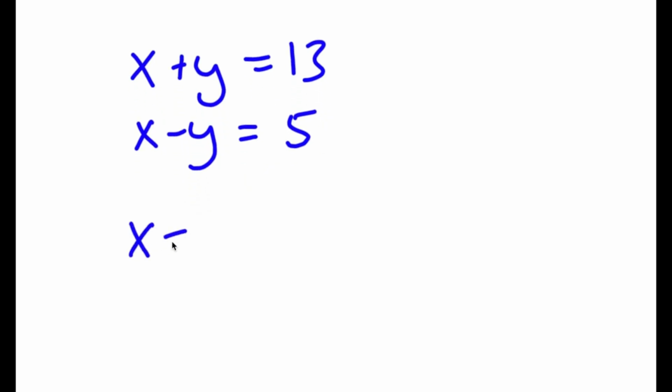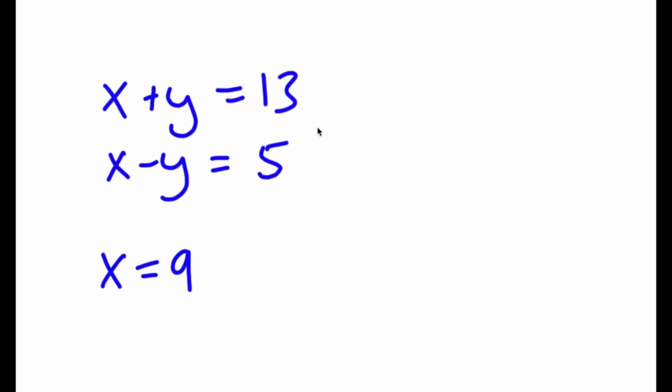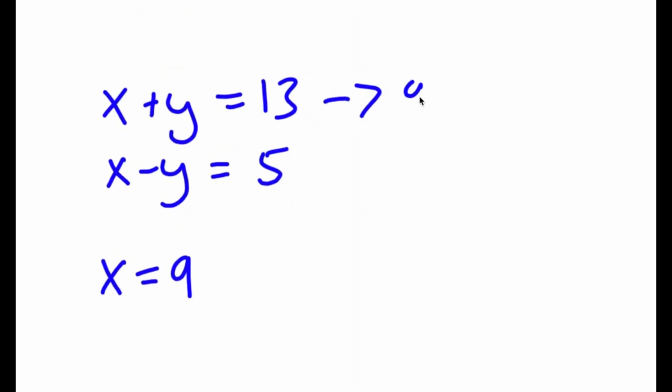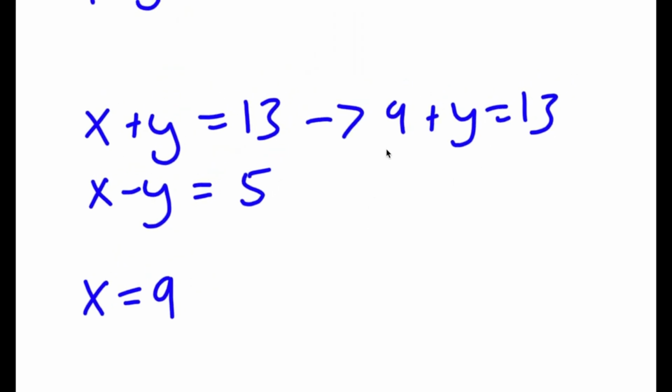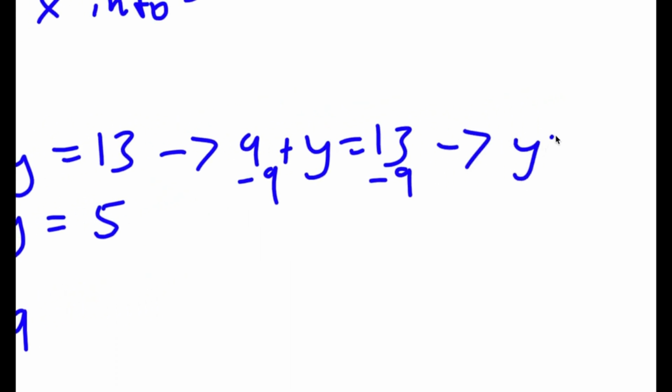So if x is equal to 9, then I'm going to start by plugging in x for 9 into our first equation, x plus y equals 13. If I do that, I get 9 plus y is equal to 13. And now I can simply subtract 9 on both sides to get y is equal to 4, because 13 minus 9 is 4.